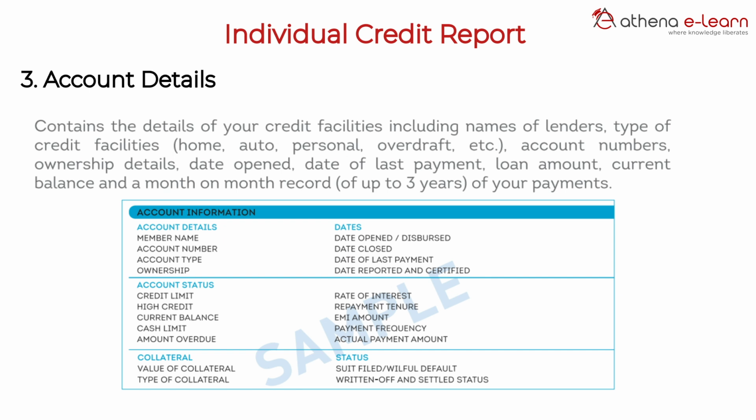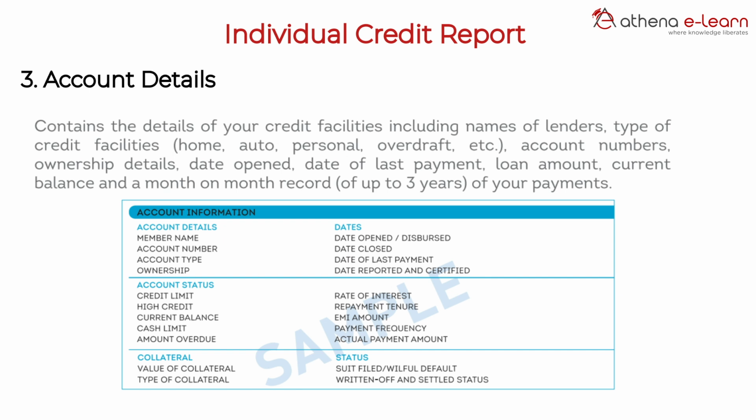If you've taken a credit card, the nomenclature is the same but appropriately modified. So you'll see the credit limit, you will see the high credit, and you will see what cash limits you have, and of course if you've been overdue again on repaying your credit card bills.